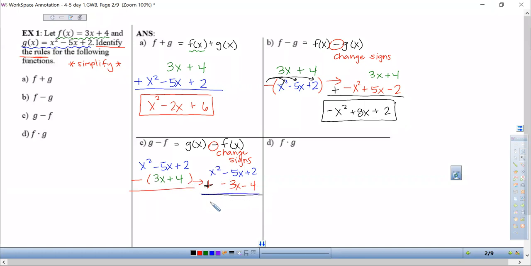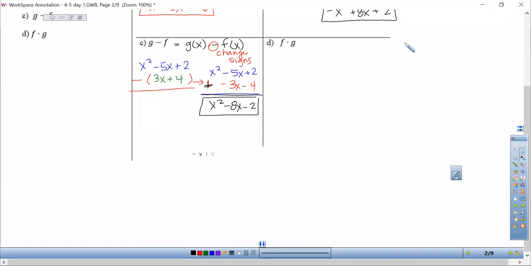If I add those together, I get x squared minus 8x minus 2. So notice it's the opposite of what we got in B when the order was backwards. So then the last one we're doing is f times g. So f times g is telling us that they want us to take our equation for f of x and multiply that times our equation for g of x.